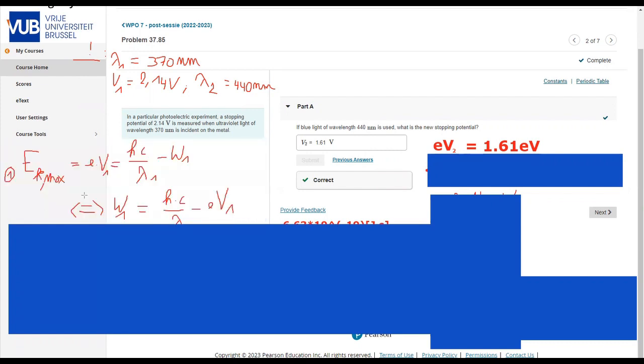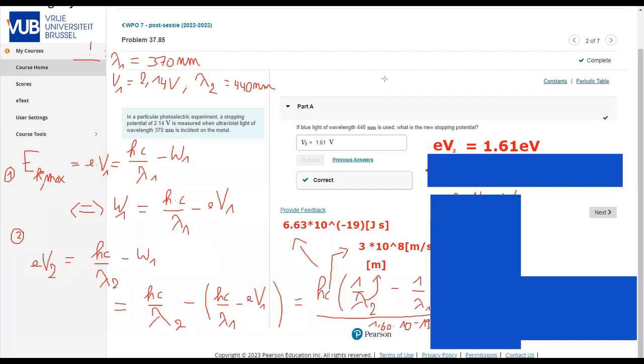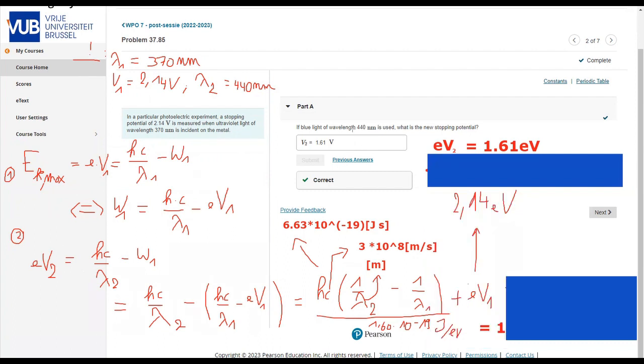So yeah, first you have to do this: kinetic max is equal to this one, and then you have to do that. So you choose the electron volt, and it's equal to Planck's constant times the speed of light over the wavelength, and we don't say work. So you have to do this, and basically this is the first step.